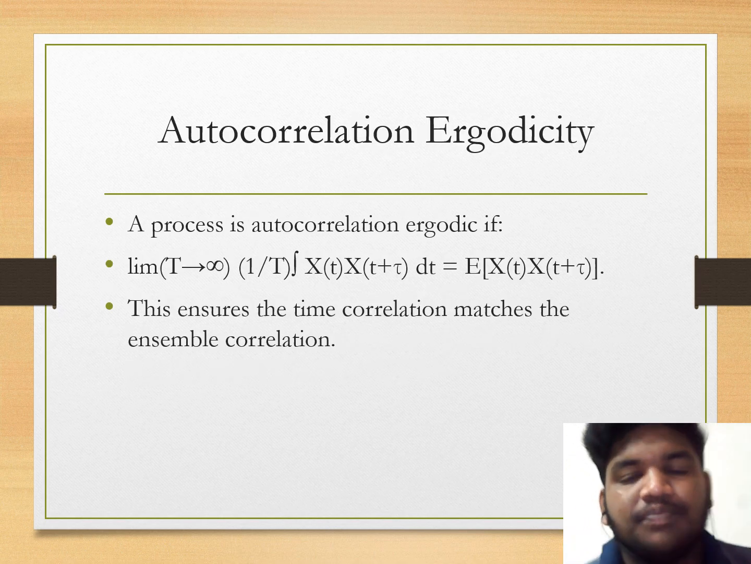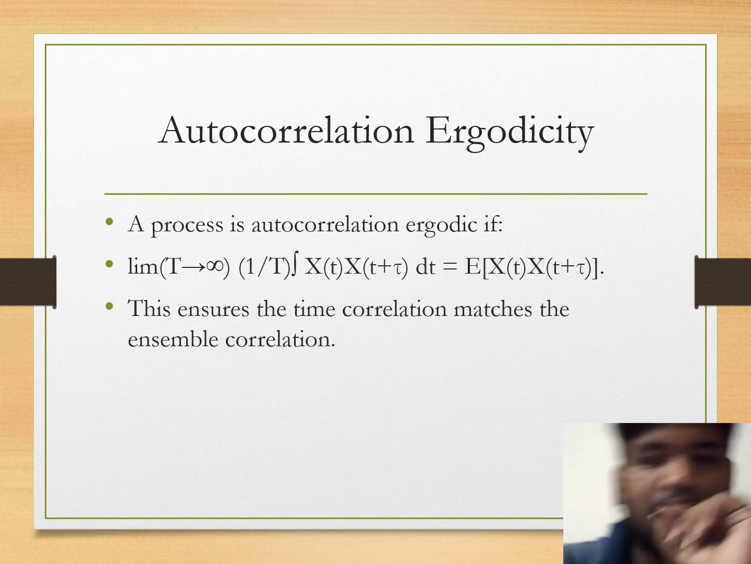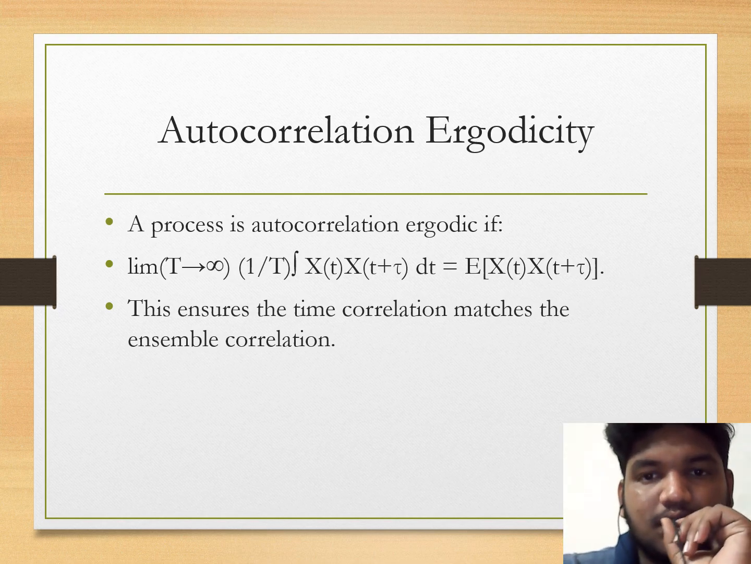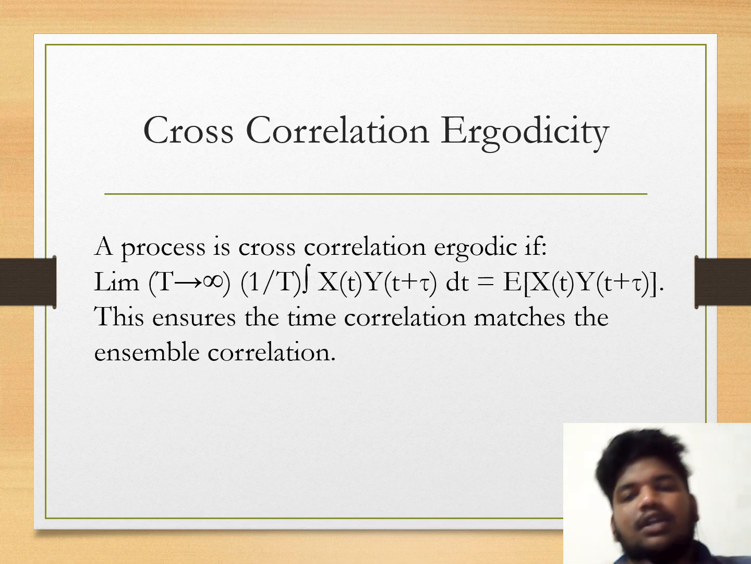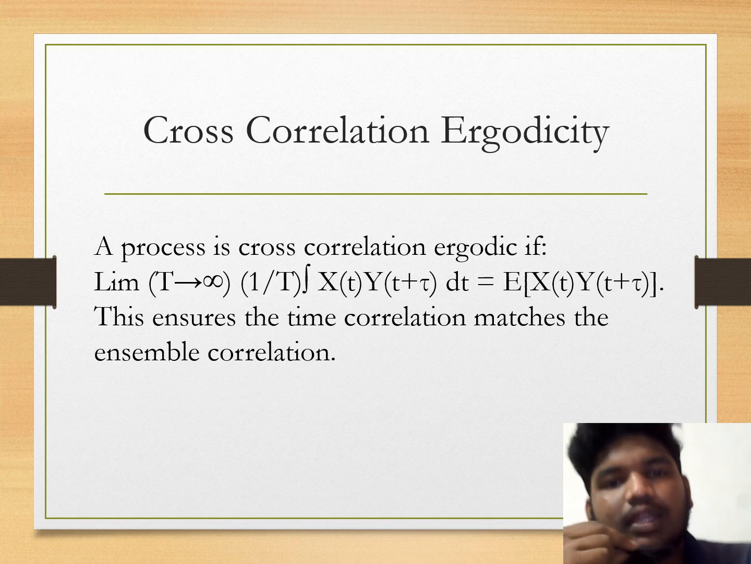Autocorrelation ergodicity. When the process is mean ergodic and the time autocorrelation is equal to the ensemble autocorrelation, then it is called an ergodic process. Here the time average is limit T tends to infinity, 1/T times the integral of x(t) x(t plus tau), equal to the expectation of x(t) and x(t plus tau). And here the autocorrelation also appears the same.